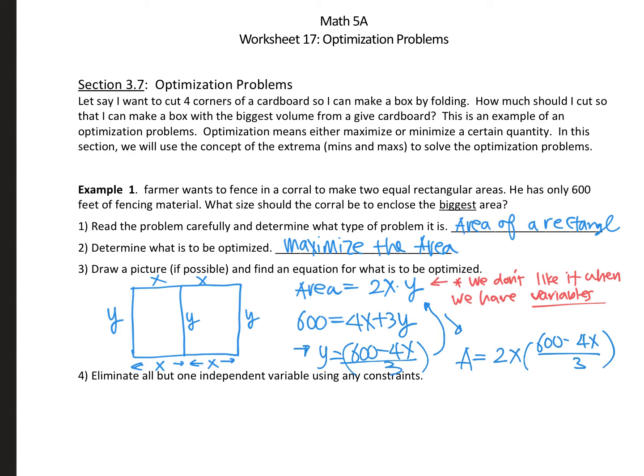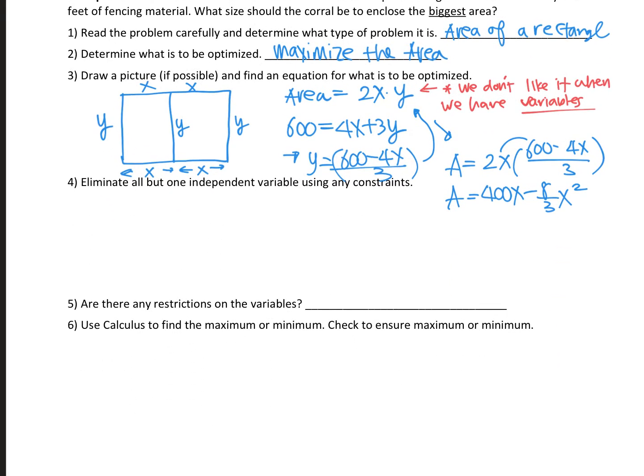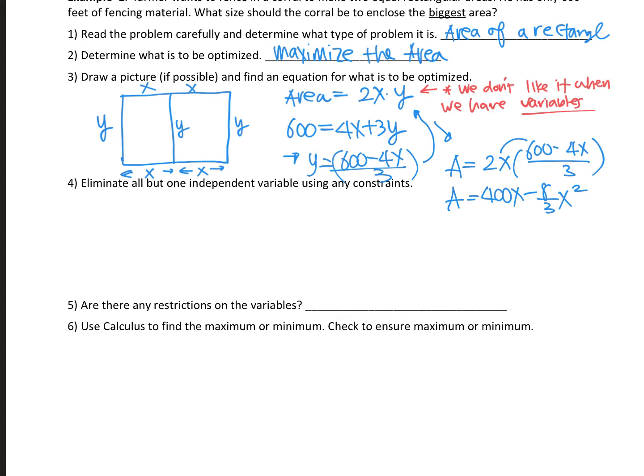Which means A is equal to, I'm going to distribute it here. That's 200, 400x minus 8/3 x squared. So I think we're already at the next stage. It says eliminate all but one dependent variable. Okay, we did that. So my equation now only has x in it, by using the constraint, we only have 600 feet of material. That was our constraint. So let me just rewrite that. A is equal to 400x minus 8/3 x squared.